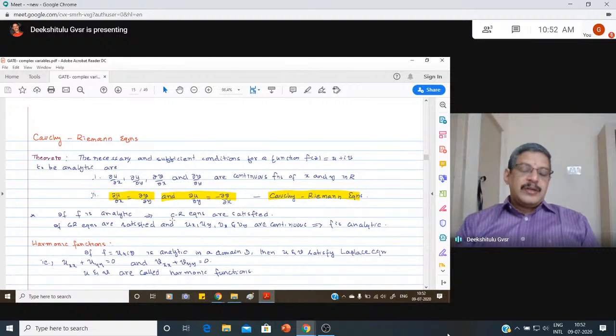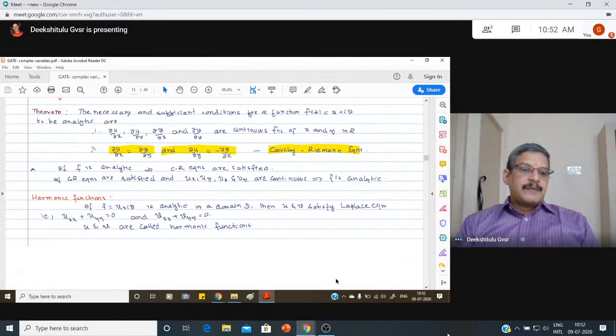So be careful with this. Whenever you want to test it, you have to test both the things. So if F is analytic, implies CR equations are satisfied, and that's why I'm writing it very clearly. If CR equations are satisfied and Ux, Uy, Vx and Vy are continuous, implies F is analytic. You have to check both the conditions.